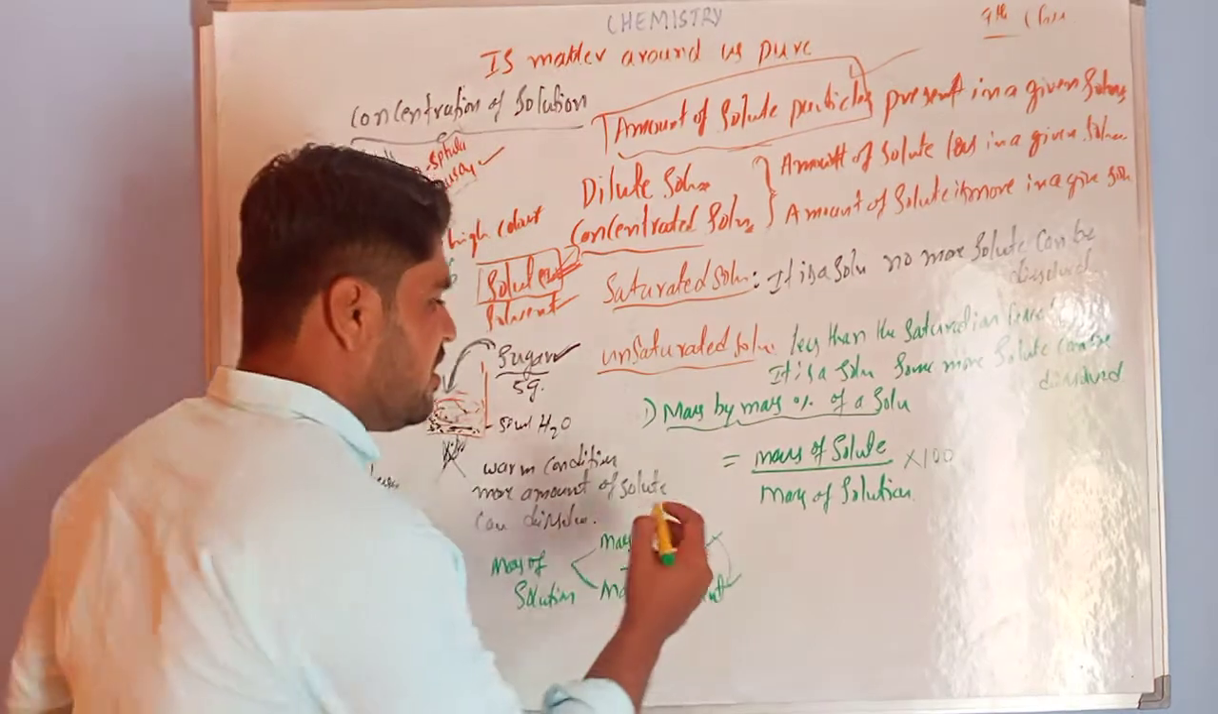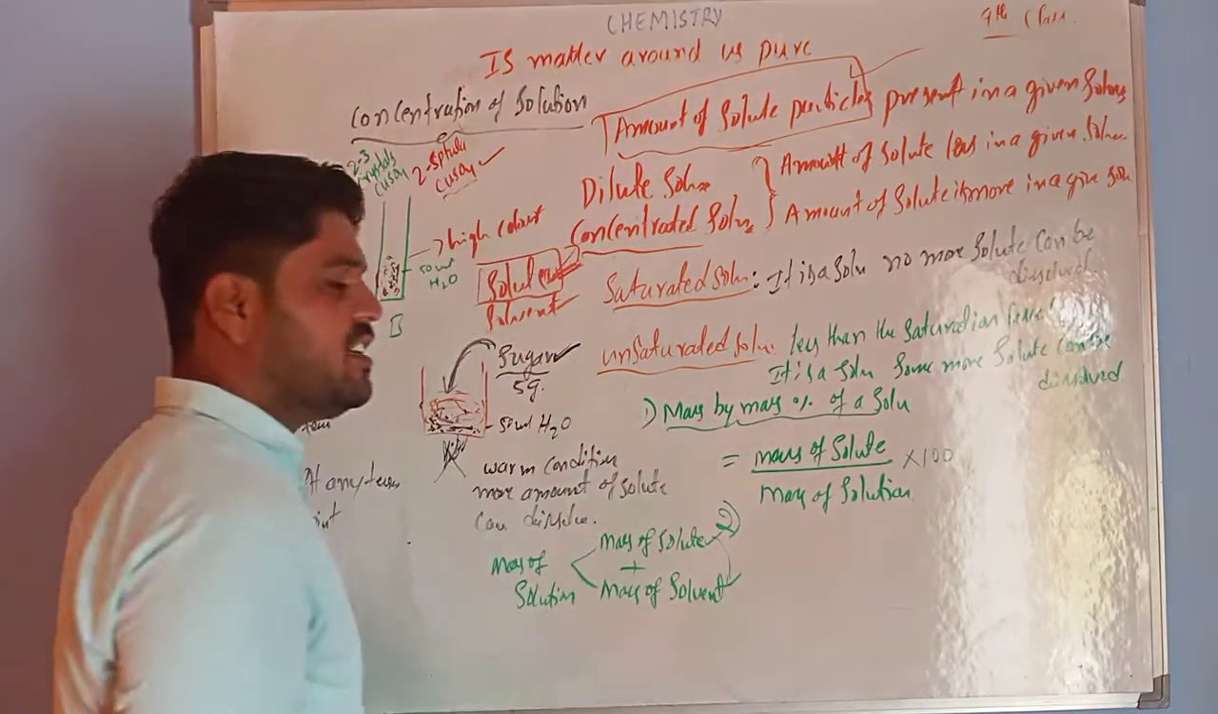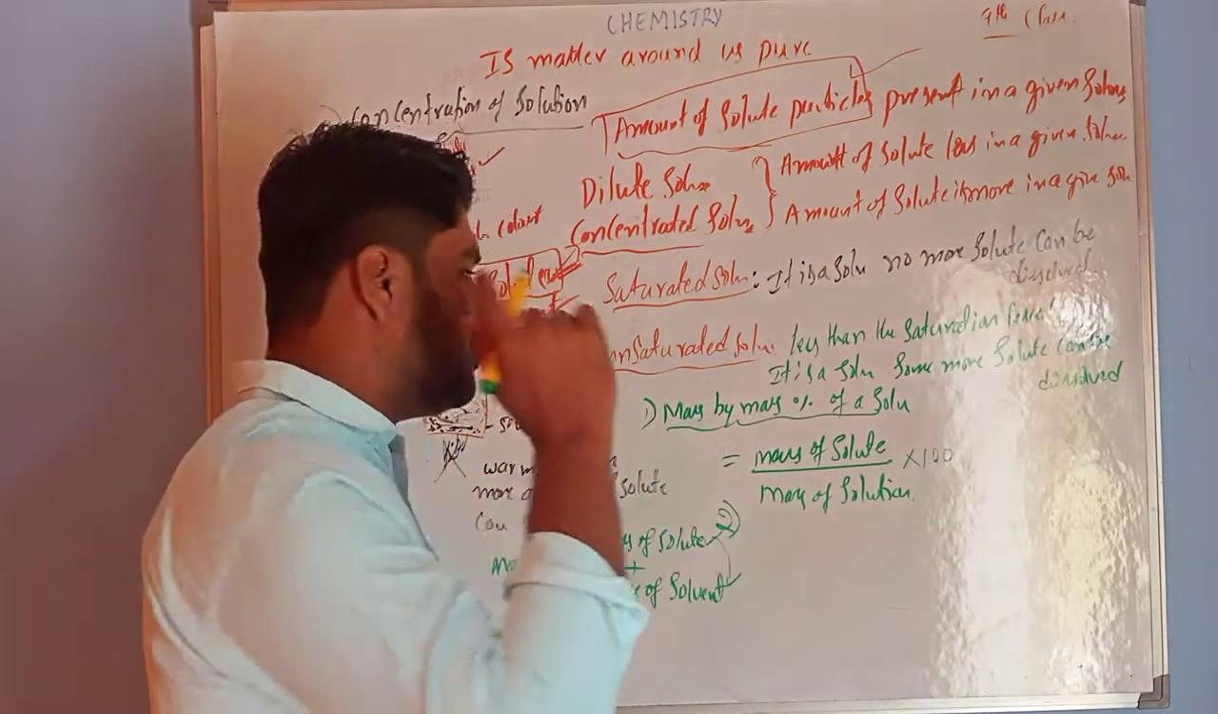The next thing is the second method. The second method is mass by volume.